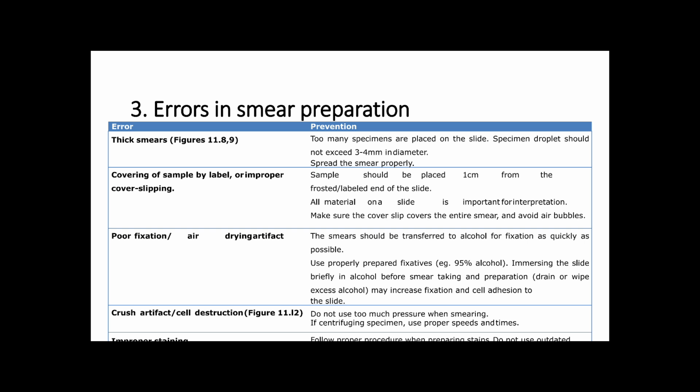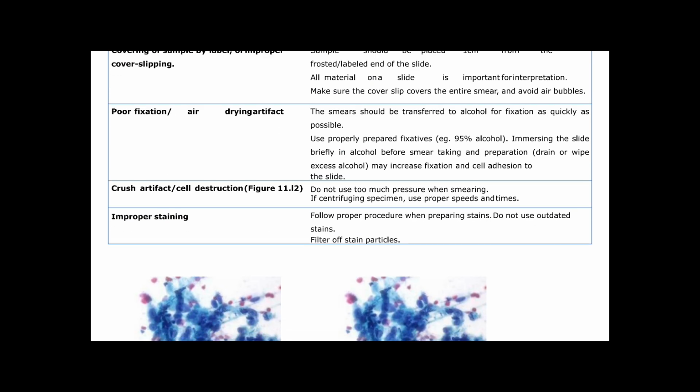So next one is crush artifact and cell destruction. How to prevent this? Do not use too much pressure when smearing. If centrifuging specimens, use the proper speed and time to avoid cell destruction.